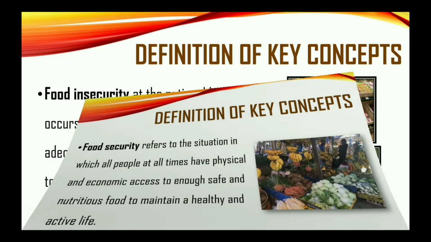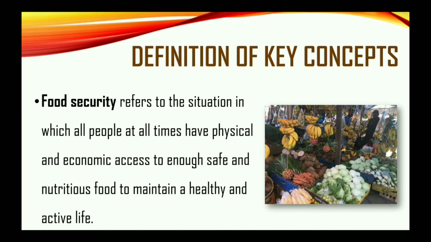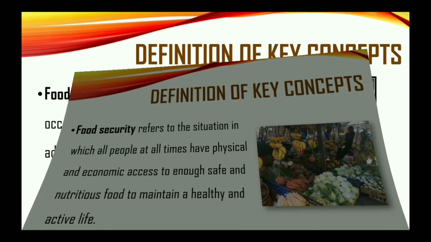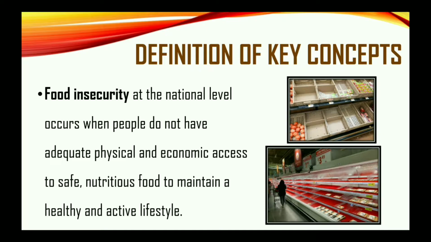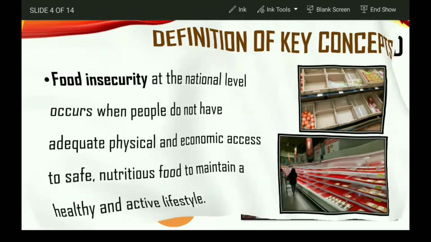So let's recap. Food security refers to the situation in which all people at all times have physical and economic access to enough safe and nutritious food to maintain a healthy and active lifestyle. On the other hand, food insecurity at the national level occurs when people do not have adequate physical and economic access to what? To safe, nutritious food to maintain a healthy and active lifestyle.